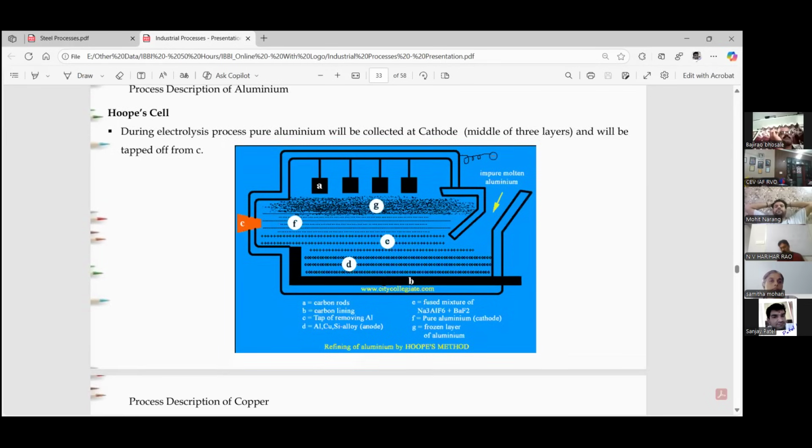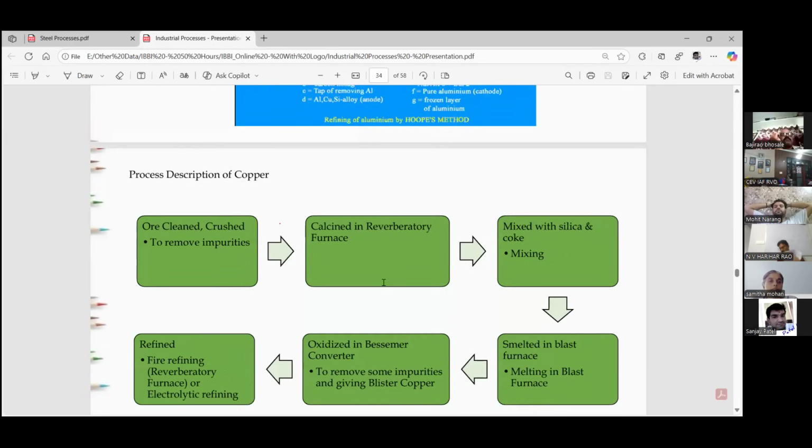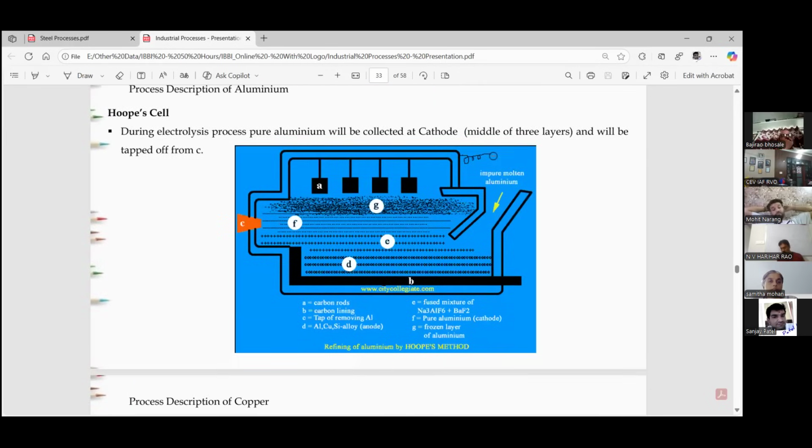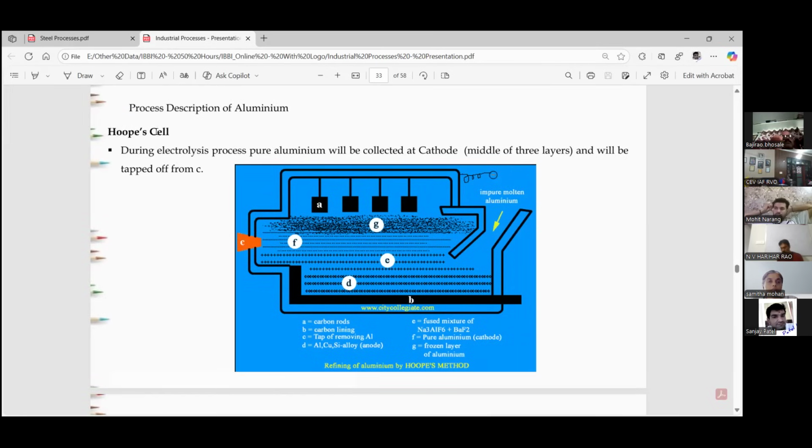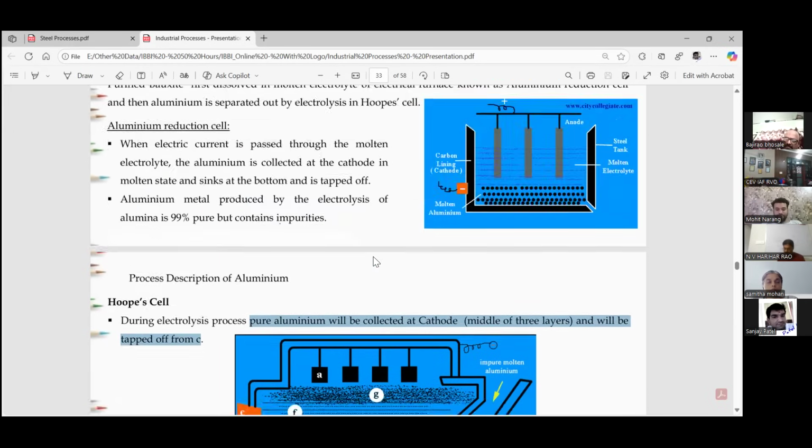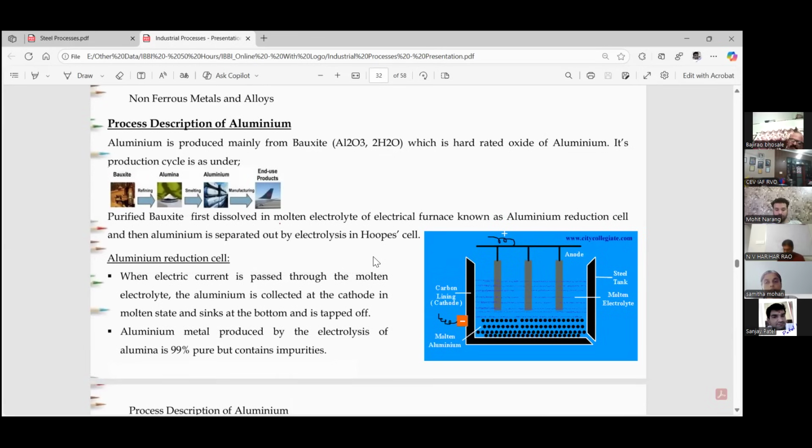Further, this goes for the purification process, say Hopper cell. Okay. So during the electrolysis process, pure aluminum will be collected at the cathode and will be tapped from the cell. So further purification takes place and we are getting the aluminum. So here the process is done by the electrolysis process. Anyone, what do you mean by the electrolysis process?